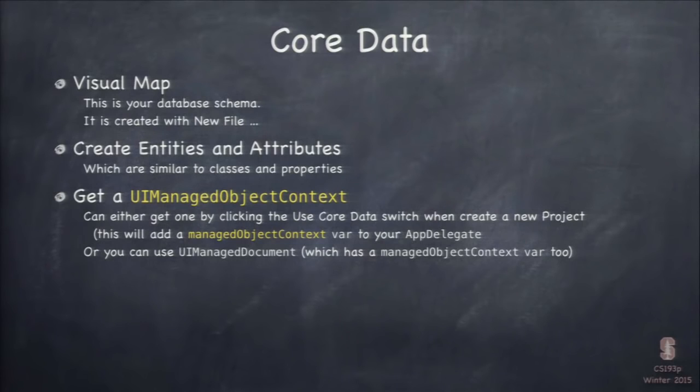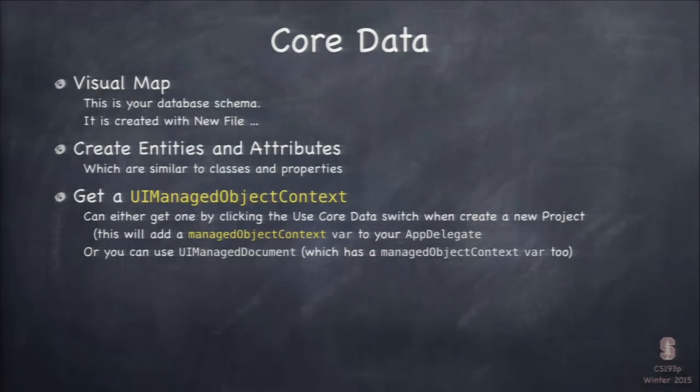Then you get this UIManagedContext. That's kind of your handle, your hook on your database. There's a couple of different ways to do that. There's some code that can be generated when you create your project. You can click on the Use Core Data button, and it'll create this code for you in your app delegate. And it'll have a method in your app delegate called managedObjectContext. Now you have a handle to your database, and you can start creating objects in there or setting the values of things.